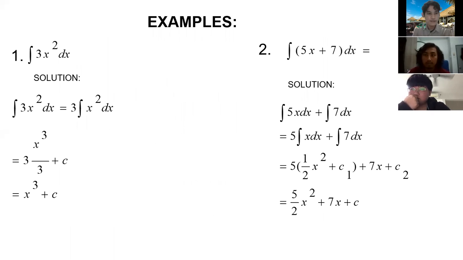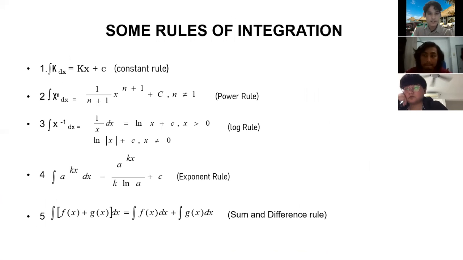Next, examples. First, we have the integral of 3x to the power of 2 dx. So the solution is 3x to the power of 2 dx equals 3. We take out the 3, and then x to the power of 2 dx, and then make it as 3 times x to the power of 3 over 3 plus C, equal to x to the power of 3 plus C. By the way, we are using the power rule.